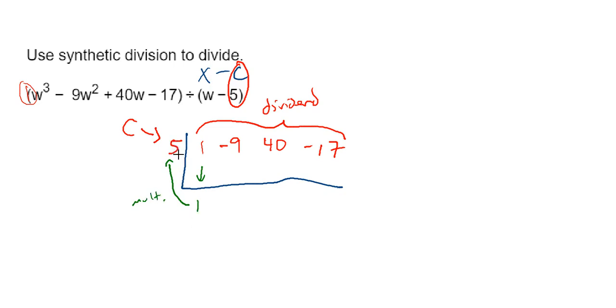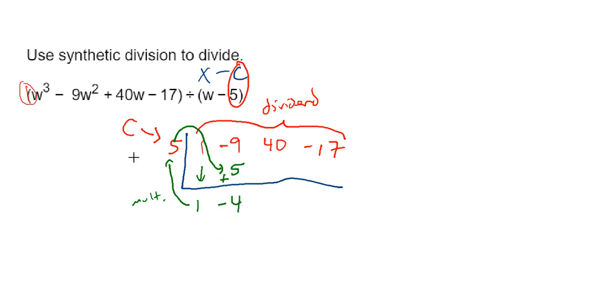1 times 5 gives me 5. You write the result underneath the next number inside the box. So I'm going to write 5 here underneath the negative 9. Then you add that column of numbers together. So we're going to add. Negative 9 plus 5 gives me negative 4.